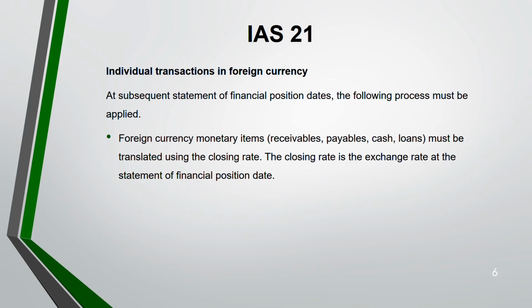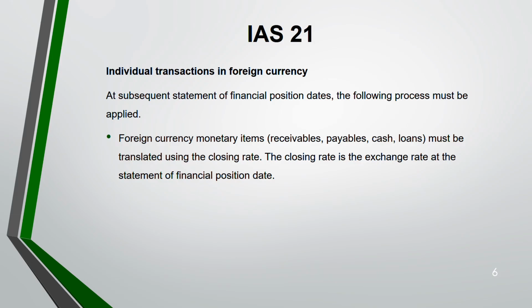You have to identify what you are translating, and based on that you have to decide the rate. If it is receivable, payable, cash, loan, you will translate them using the closing rate. The closing rate is the exchange rate at the statement of financial position date. This will be given to you in the Excel. All these rates, you don't have to determine, you don't have to calculate. You just have to know which rate to use.